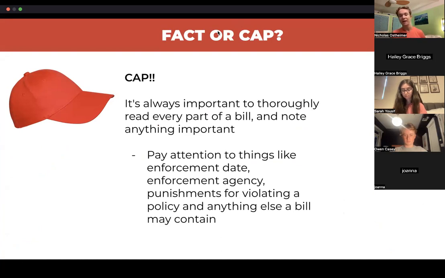What are the punishments for violating a policy? What's the point of having a carbon tax if the punishment for evading it is a $50 fine? And aside from that, any other provision a bill might have, which simply isn't in the first section, will also absolutely affect the legislation which you are debating and, in theory, about to pass.